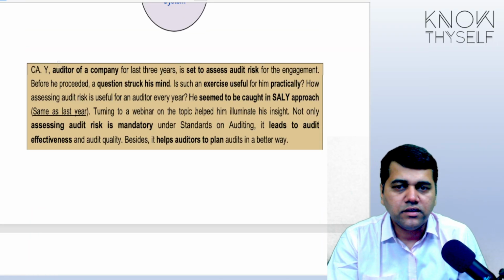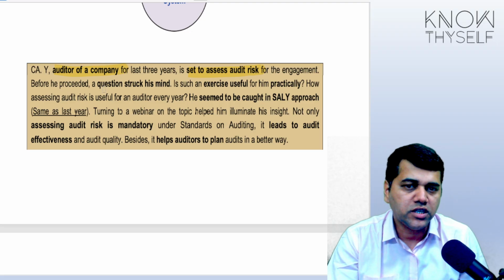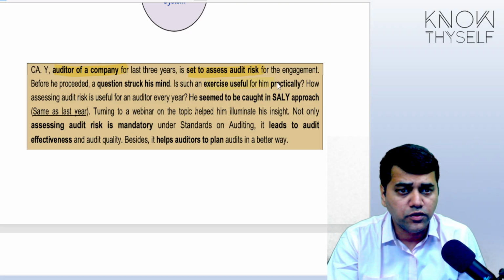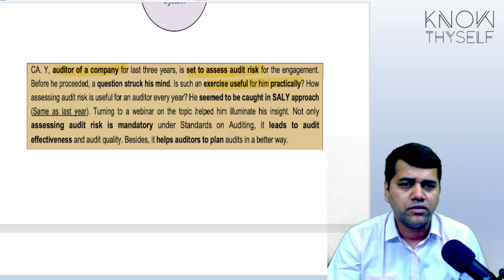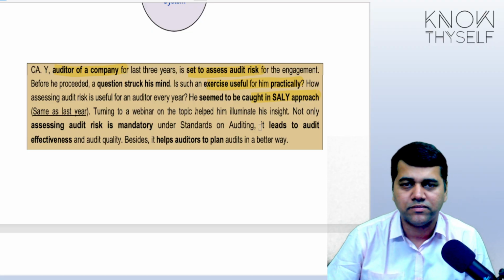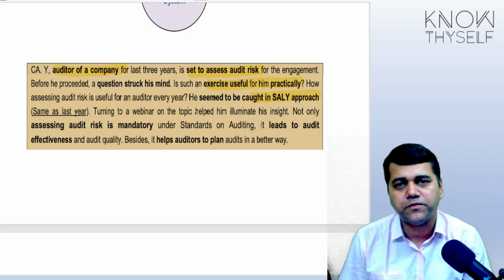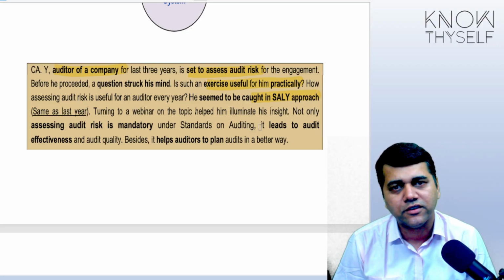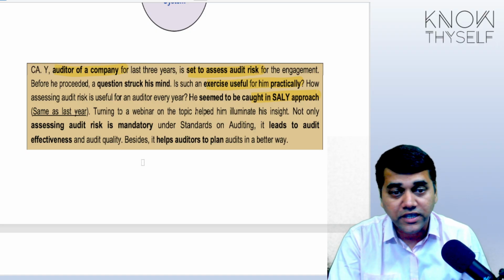Now, CA Y is an auditor of a company. He sets out to assess the audit risk for the engagement, and one question comes to his mind: is this exercise useful for him practically, or is it just a theory that we have to assess the audit risk and all? So he seemed to be caught in the Sally approach. Sally approach means same like last year. Everybody gets caught in this: same approach as last year, same as what I got in the last 8 years also. Every time I teach the same way I taught last year. Now we have to change.